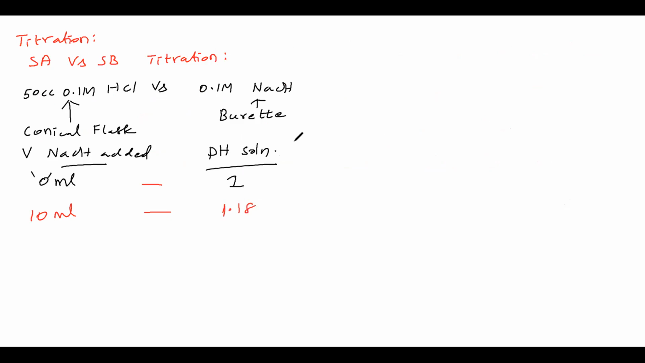Now see what happened to the pH. We added sodium hydroxide, and sodium hydroxide consumes HCl. Therefore, the concentration of HCl decreased. Due to the decrease of HCl concentration, the pH increased. Continue adding the burette solution into the HCl drop by drop.